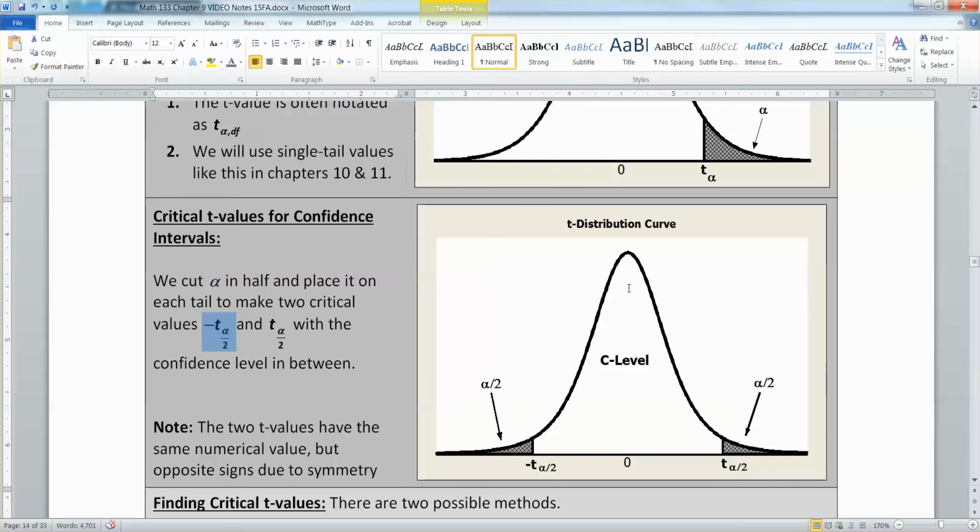Now, 0 is still the mean, right? So your mu is still 0 in the center. But you're going to have two values, but they're going to be the same number because of symmetry, right? Since 0 is in the center, one's positive and one's negative, and they're the same number.